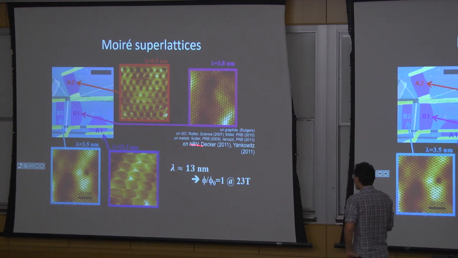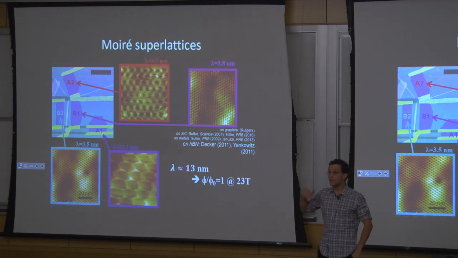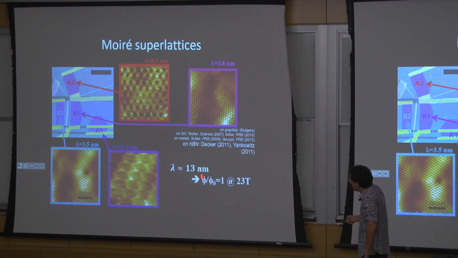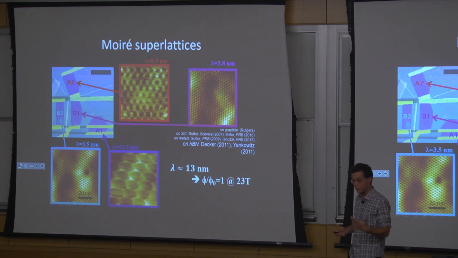And they sort of hit the nail on the head as far as wavelength, because basically instead of having it be 3 angstroms, and therefore you need 10,000 Tesla, it's 10 nanometers, which means you need 20 Tesla. And 20 Tesla is something that we can do in the lab pretty easily.